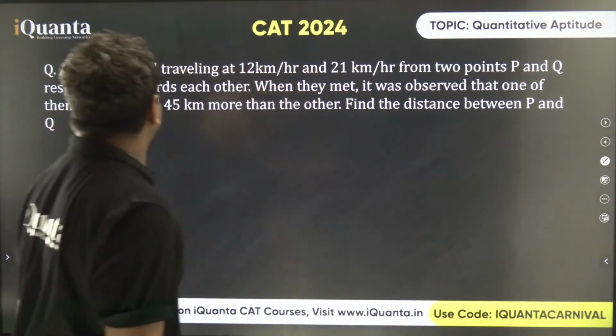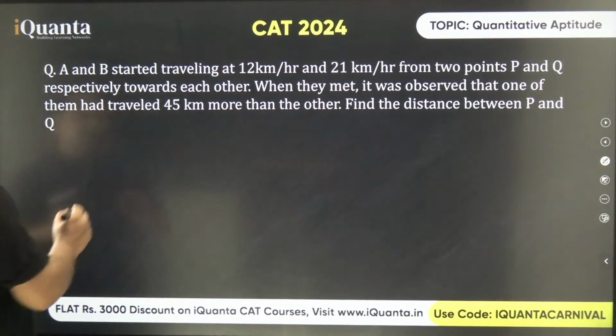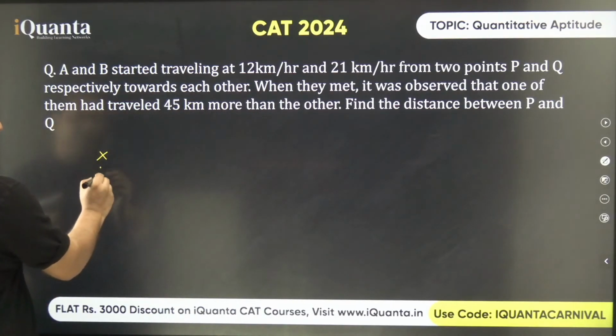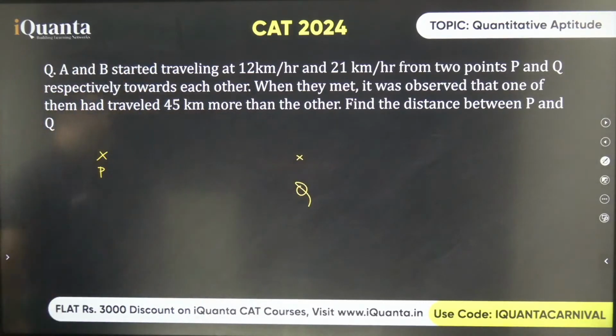The next one. A and B started traveling at 12 km per hour and 21 km per hour from 2 points P and Q respectively towards each other. When they met, it was observed that one of them had traveled 45 km more than the other. Find the distance between P and Q. So to understand this question, I'll just give you visual representation. P and Q, there are 2 points. Okay, I have marked them by cross.